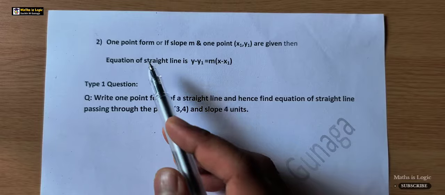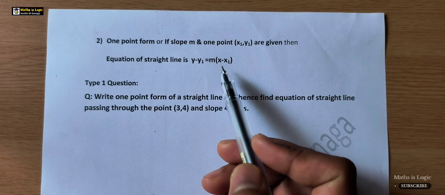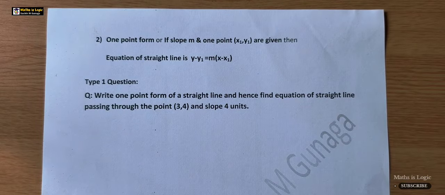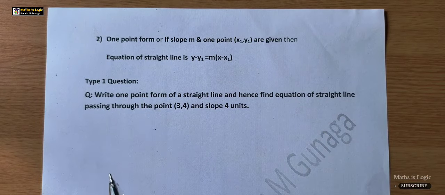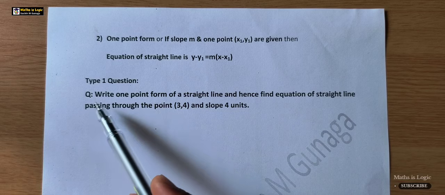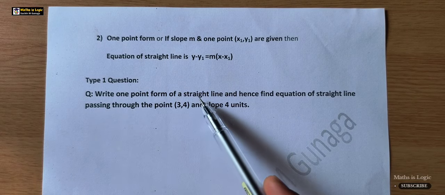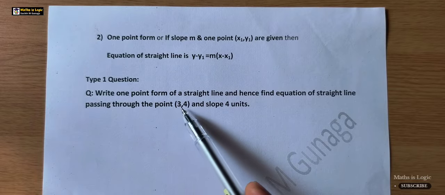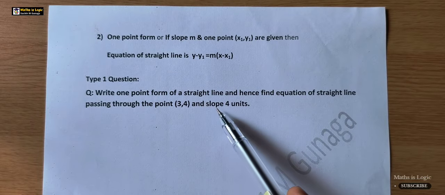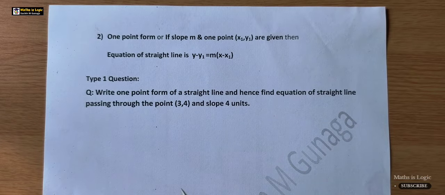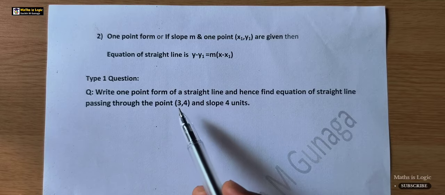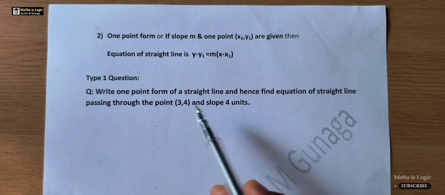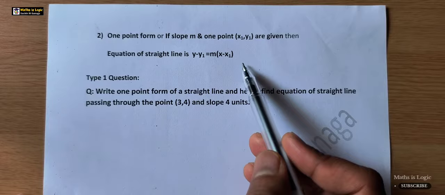Next, the one point formula: y minus y1 equals m into bracket x minus x1. So using this one point formula, again there are two types of examples. Type 1 is: write the one point form of the straight line, and hence find the equation of a straight line passing through the point (3, 4) and slope 4 units. So in type 1, they will give one point x1, y1 and a slope m value. At that time, directly you need to apply this formula.